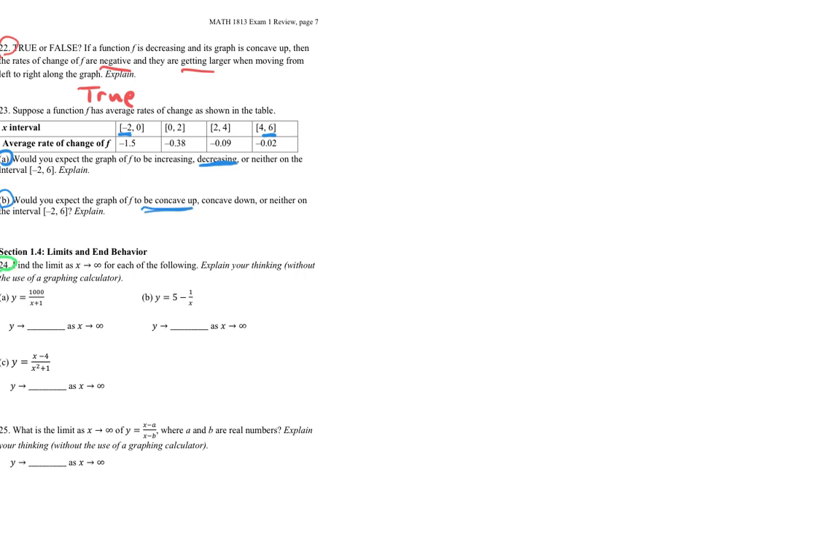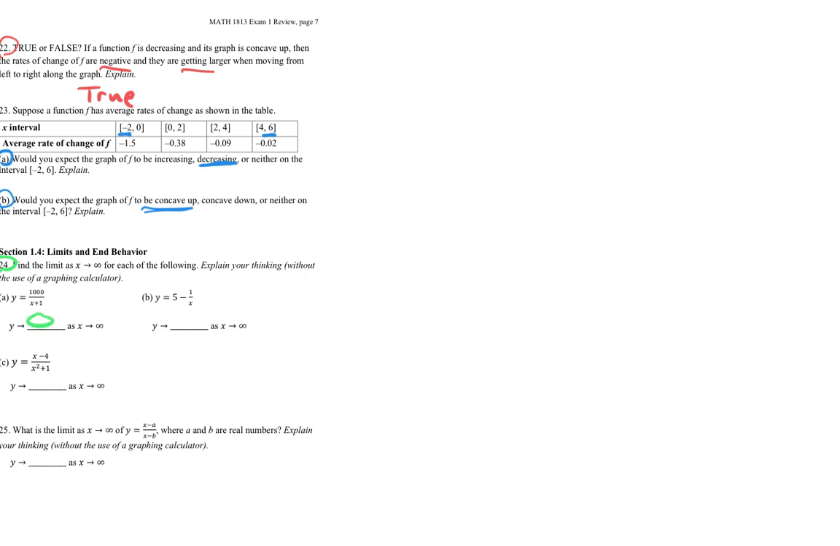Okay, so moving on to 24, find the limit as x approaches infinity for each of the following, and explain your thinking without the use of a graphing calculator. Starting with A, we have 1,000 over x plus 1. If x goes to infinity, we're going to get some really big number in our denominator. Because our denominator is so much bigger than our numerator, y is going to go towards 0.